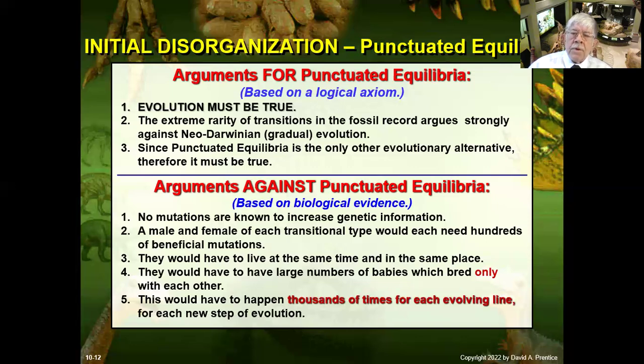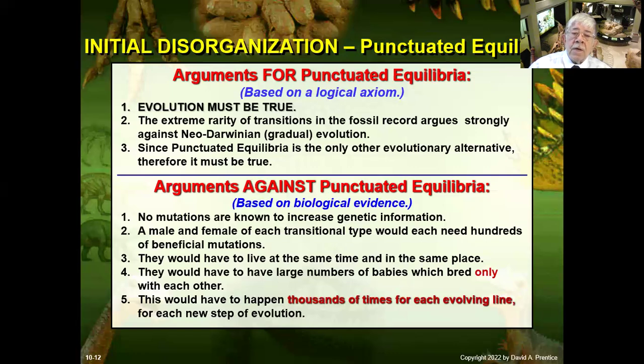Well, the first living thing would have had no heart, lung, brain, blood, anything like that. But nowadays we look throughout the world, in the living world and the fossil record, and we find tremendous differences between the very earliest things. So the arguments against punctuated equilibria are, number one, no mutations are known to increase genetic information. Number two, if we've got a little boy worm and it's going to evolve, it needs a little girl worm.